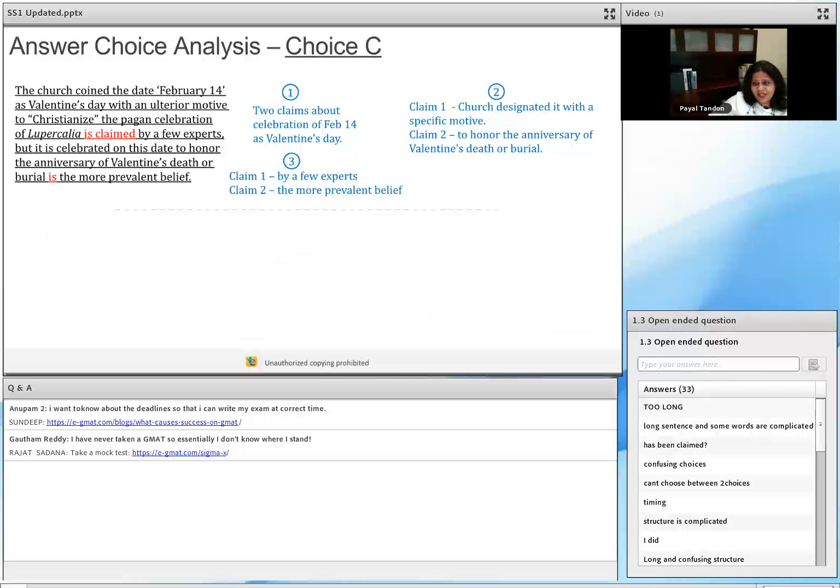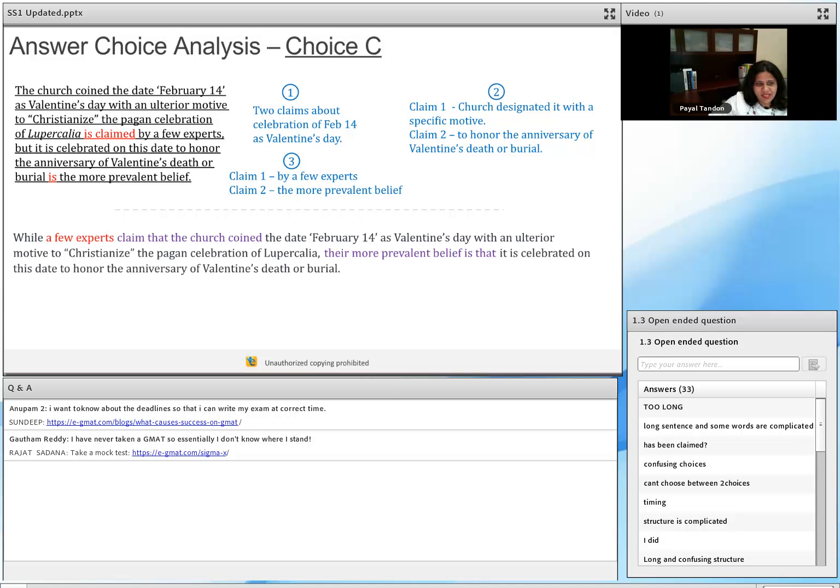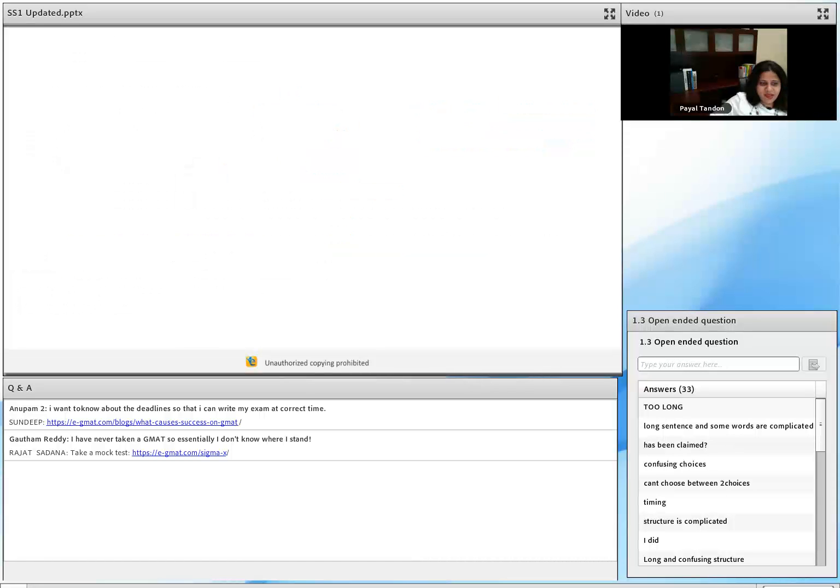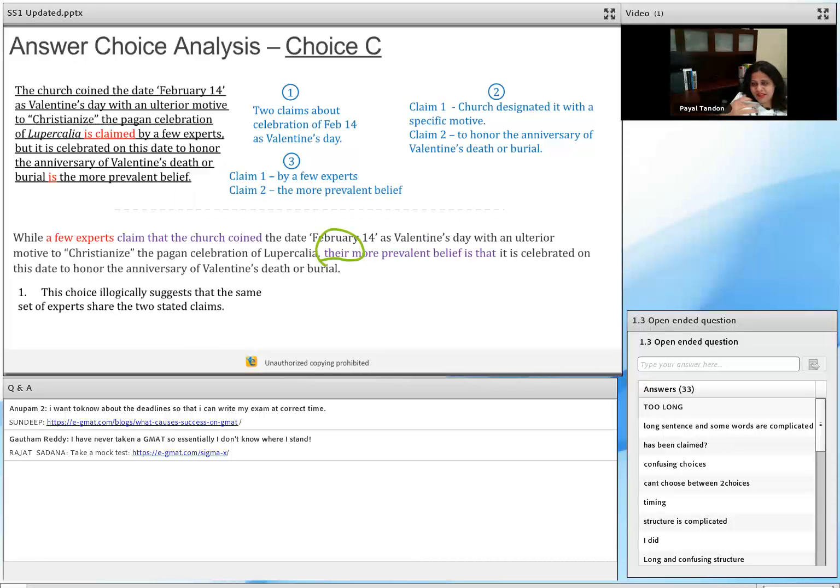Now choice C. Choice C was one of the popular choices. Let's talk about what is wrong with choice C. While a few experts claim that the church coined, their more prevalent belief is that it is celebrated. Now what is it saying? It's saying that the experts' more prevalent belief is that this date is celebrated to honor the anniversary. So this is where this sentence is wrong, because now this "their" refers to a few experts, which means that this point is not explained correctly by choice C.